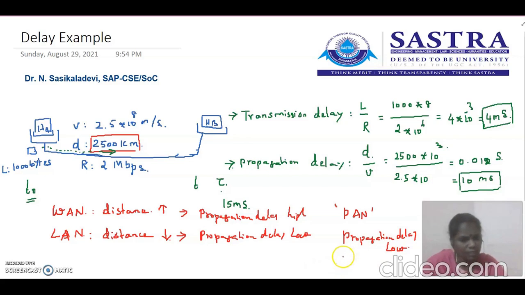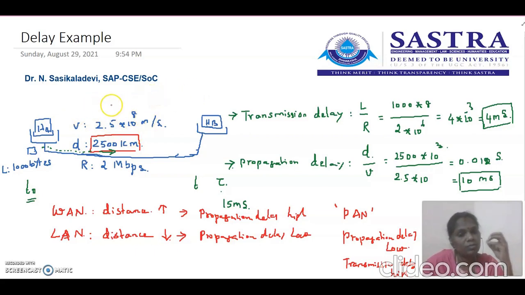But for the transmission time in a personal network, the mode of transmission is wireless, and the common protocol is Zigbee or Bluetooth. The capacity, the transmission rate, is in terms of kbps. So the transmission delay is based on the capacity of the channel, and it is somewhat high because the capacity of the channel is very minimal. So the propagation delay and transmission delay depend upon the type of the network.